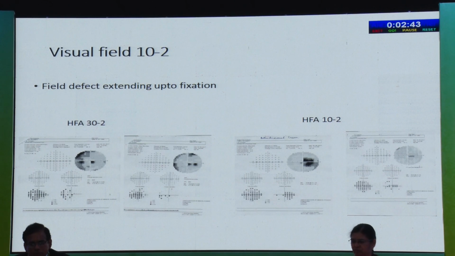So when to do 10-2? When the field defect involves up to fixation, it is better to do 10-2 to examine the field in detail. Here we can see the field defect involving up to the fixation, and the 10-2 field showing the field defect is more in the left eye than in the right eye.